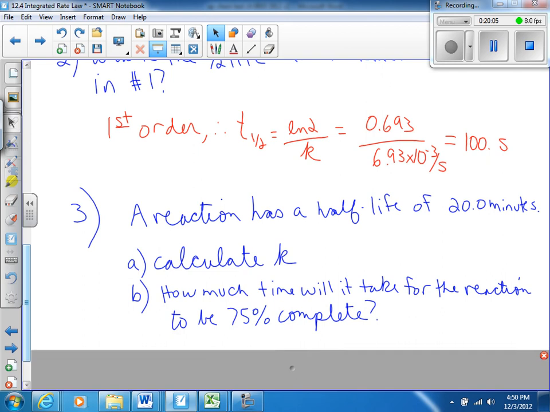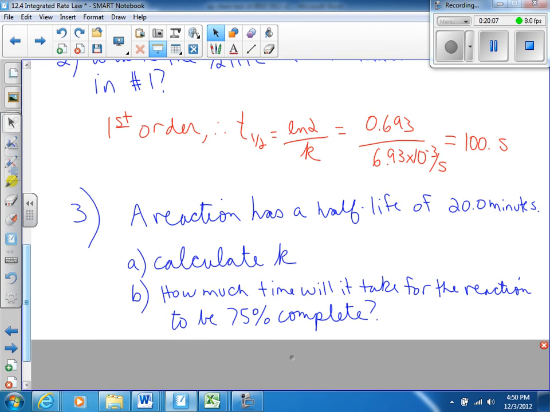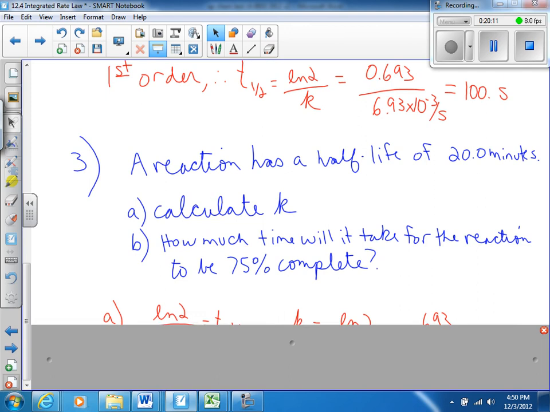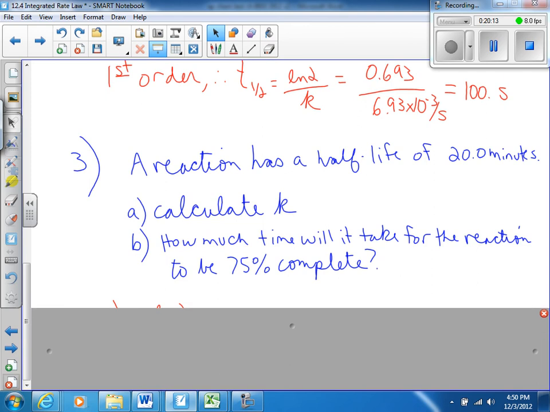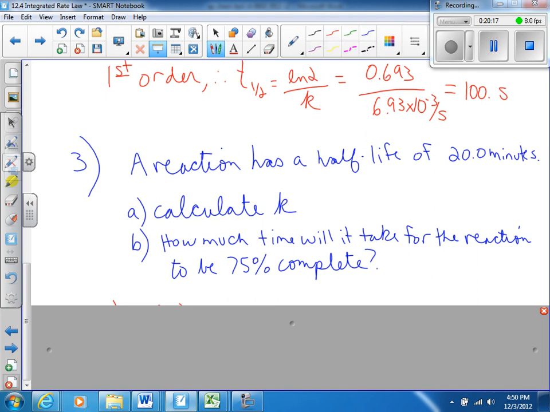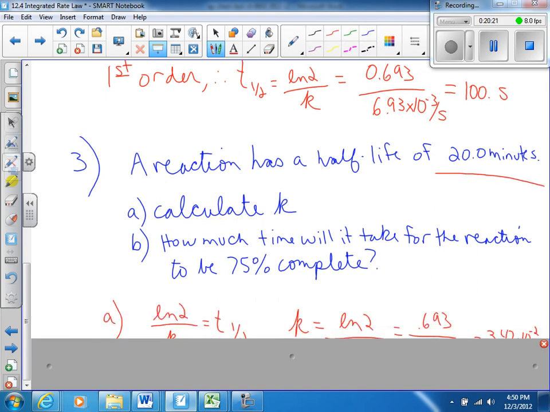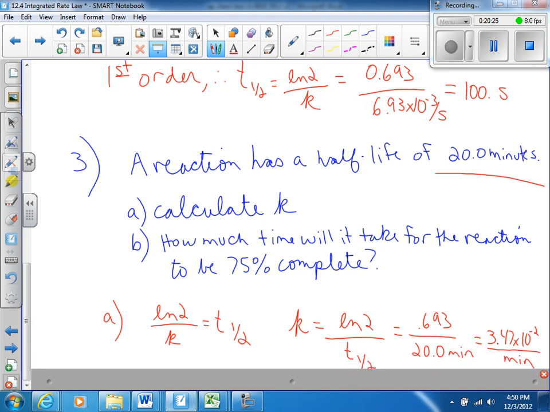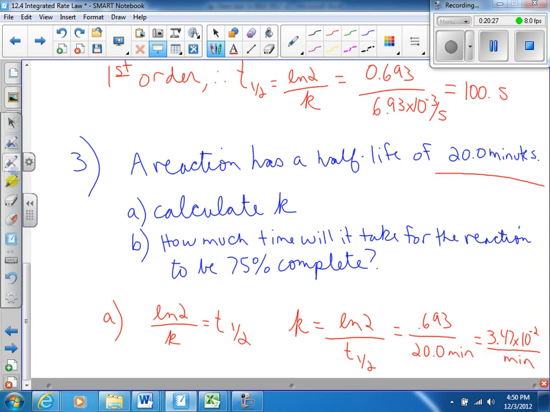New problem. If you want to pause, you can pause and try to solve this. I'm going to go through how to solve it. So part A, calculate k. I already know the half-life. I know the half-life, I can calculate k. That's easy. ln of 2 over k equals T1/2. I plug in my values and I get my k right here.